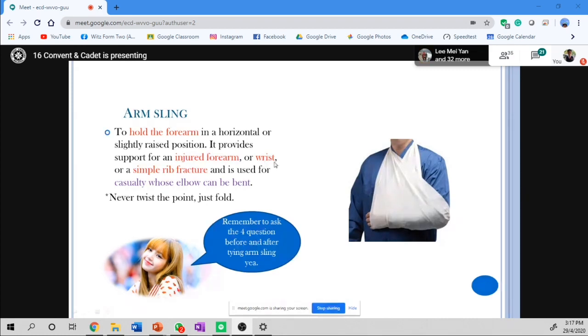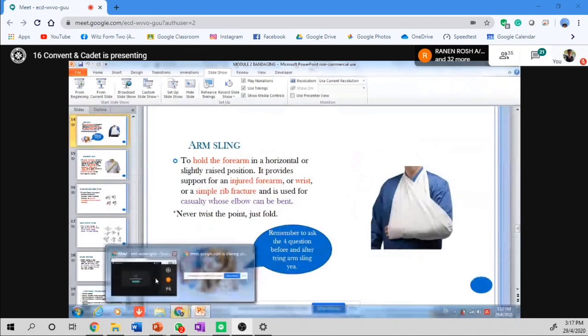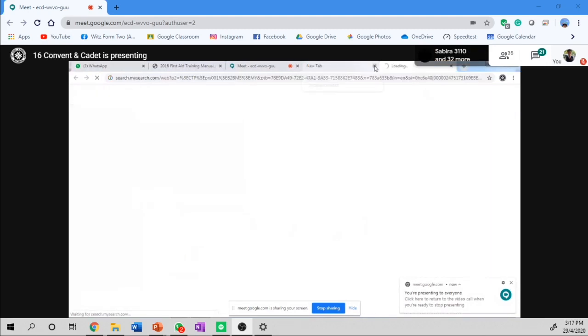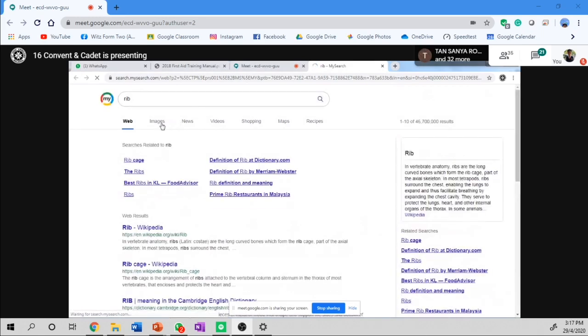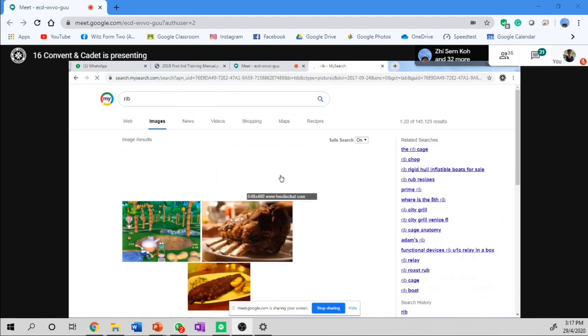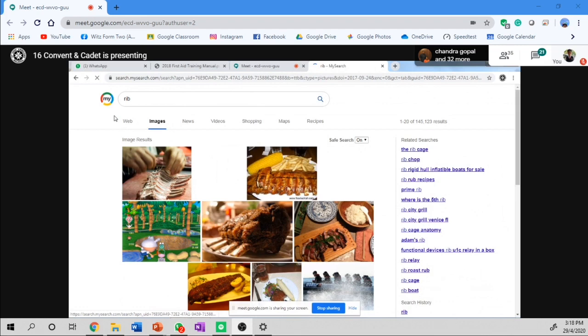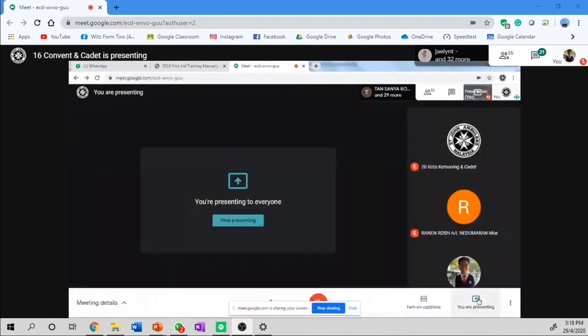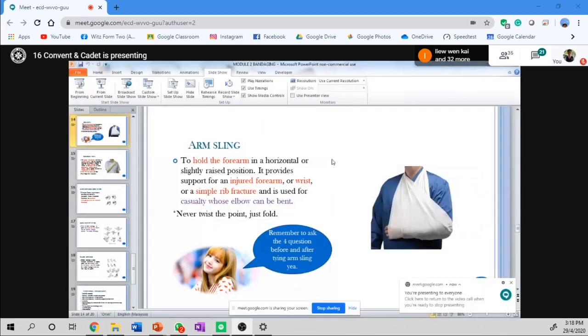Wrist means here. Can you guys see my mouse here? This part is called the wrist. Or a simple rib fracture. Let me show you. Okay, the ribs are like the guitar. You know guitar, your body guitar, the bones that cover around your lungs. Yeah, that one is called the ribs.